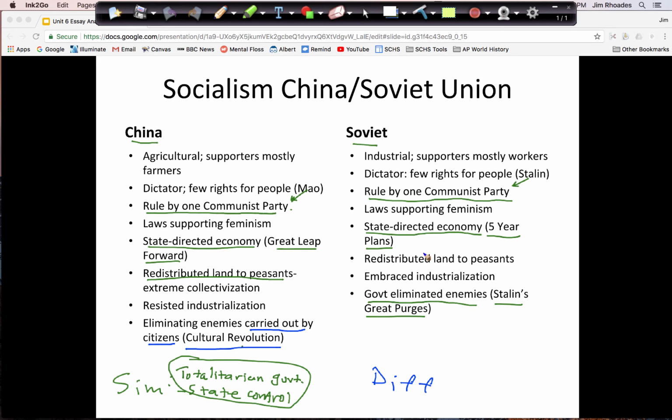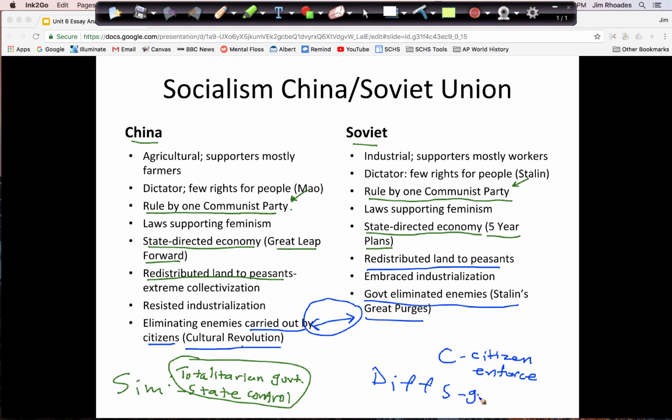So for the parallel for the Soviet Union, I'm just going to model this for you. I'm looking at this and I'm realizing that the Great Purges are really a better parallel. It's the same idea, but instead of being carried out by private citizens, it's carried out directly under Stalin's control. So let me change that. I want to make this blue and make the Great Purges be the opposite of the Cultural Revolution. I think this is where I'm going to focus. So I'm going to say in China, citizen enforcement, and in the Soviet Union, government enforcement. Let's go to the next slide and see what that looks like as far as analysis goes.